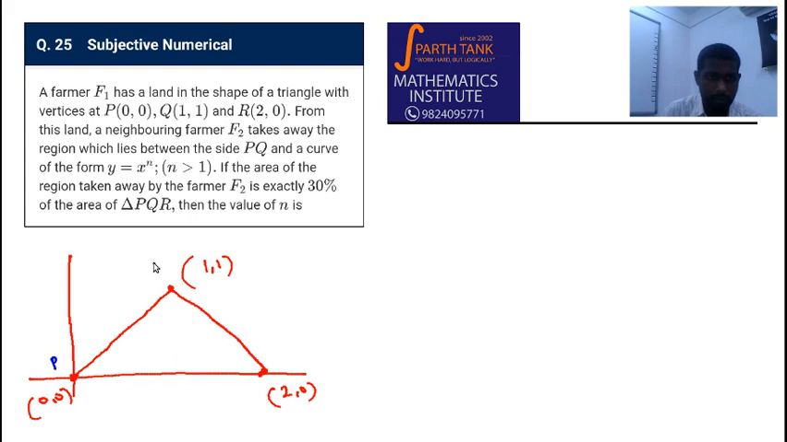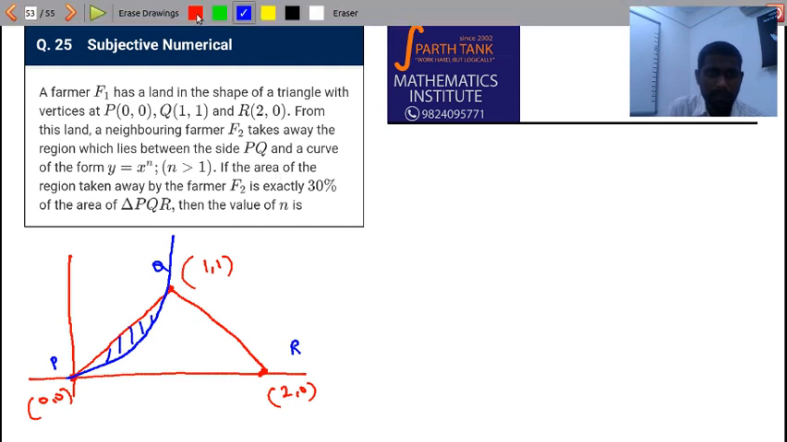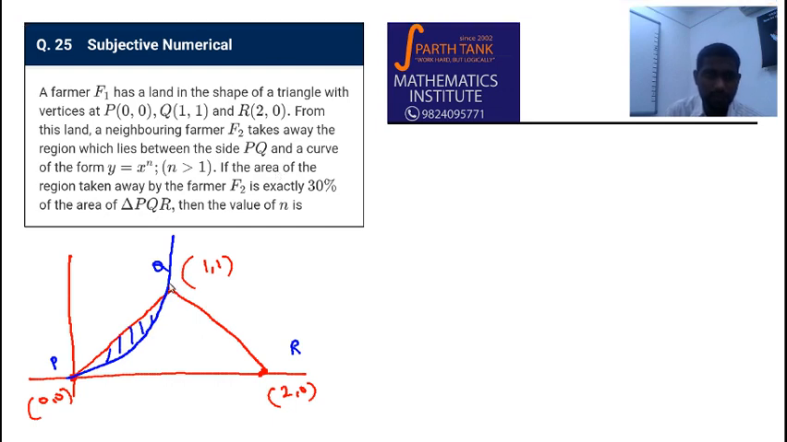This is PQR. Between side PQ and a curve of the form y is equal to x power n, n greater than 1. So that curve y is equal to x power n will always pass through 1, 1, right? It passes through the origin also, 0, 0 satisfies this, and 1, 1 also satisfies this. So what we are looking at is the curve of this form. y is equal to x squared, y is equal to x cubed, everything would pass here. So this blue area is taken away by the second farmer, F2. Now they say that the area taken by the second farmer is exactly 30% of the area of triangle PQR. Then what is the value of n?